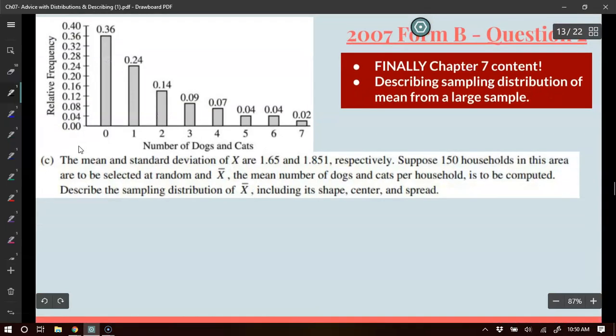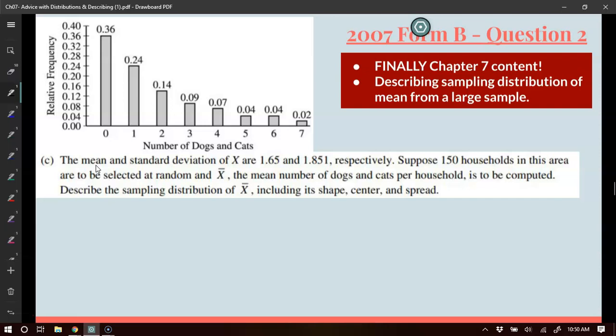Part C is chapter 7 content. It's asking you to describe the sampling distribution of a mean from a large sample. So it tells you the mean and standard deviation of the population are 1.65 and 1.851 respectively. It creates a sampling distribution of x bars, and it's asking you to describe the shape, center, and spread of this. So you can pause this, take a look at it, and figure out what the answers are going to be for it.